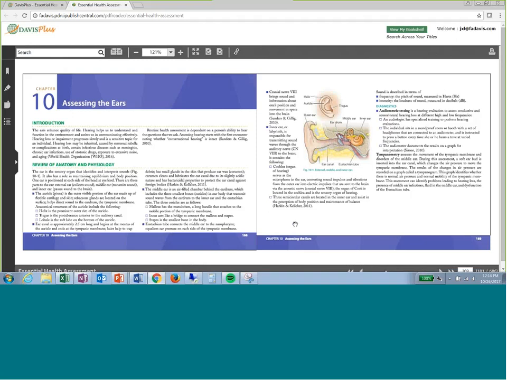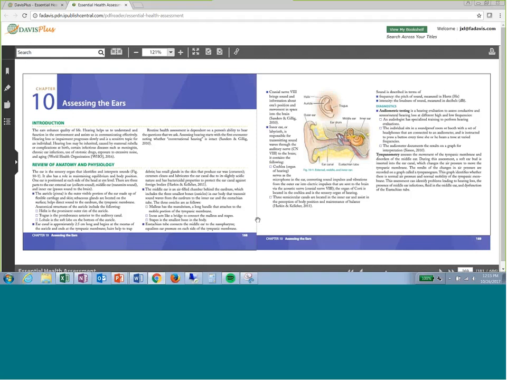So we chose a chapter to walk you through that is fairly limited. I mean, we're going to do the ears, and it is a really discrete topic area. It's not like the cardiac system or the respiratory system or something like that. But we wanted to show you this chapter so that we could illustrate how the organization works in your students' favor, how it supports your students' learning and their practice.